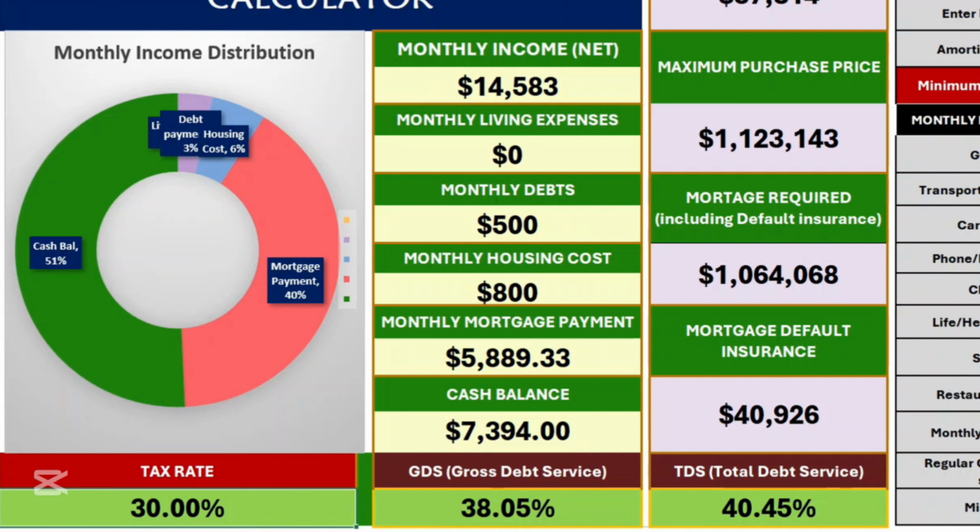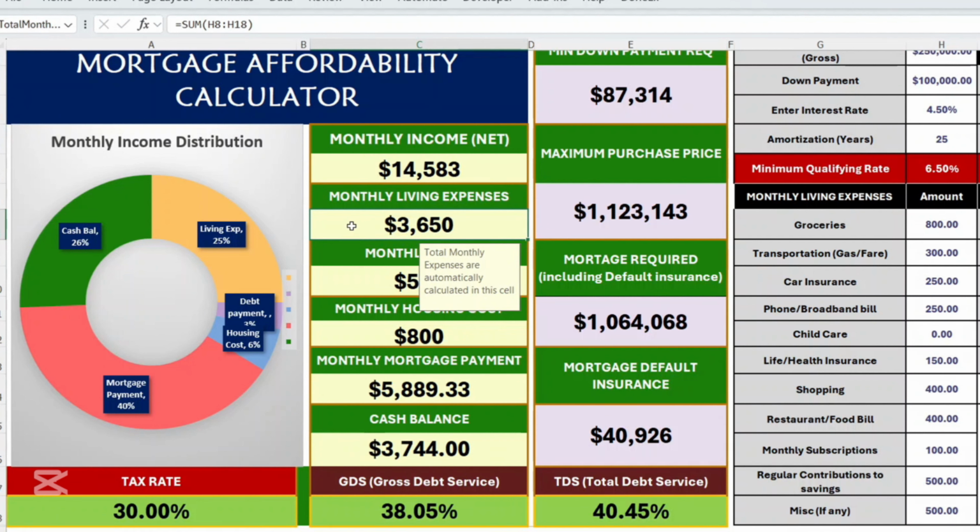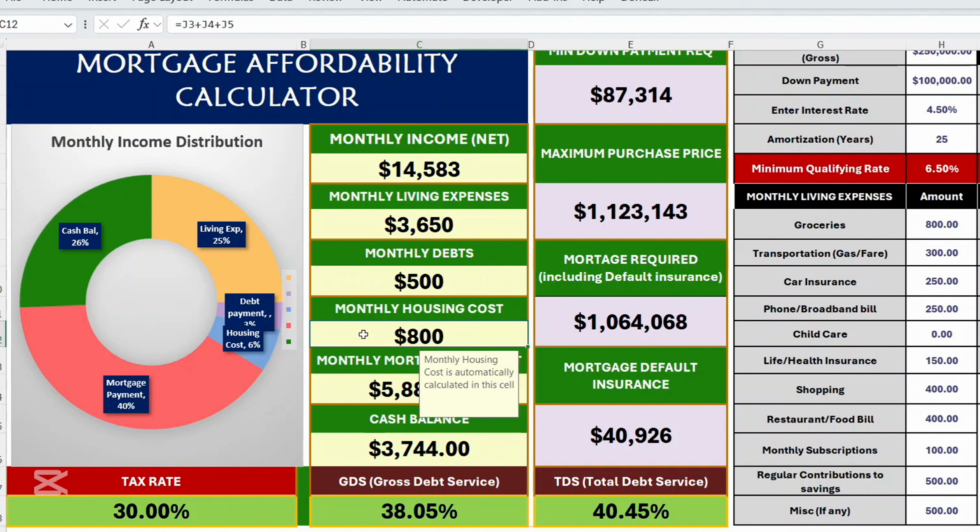Now what you need to do is here on the right hand side, start inputting your monthly expenses. So if you see, it is giving the snapshot that after a monthly net income of around $14,500, you are having a living expense of around $3,650. The monthly debts are at $500. The monthly housing cost of $800.